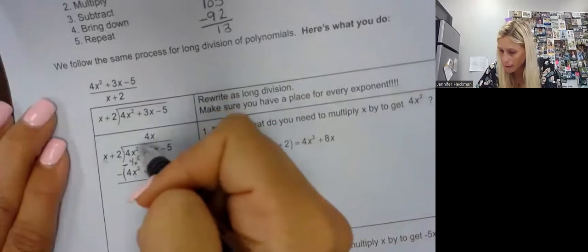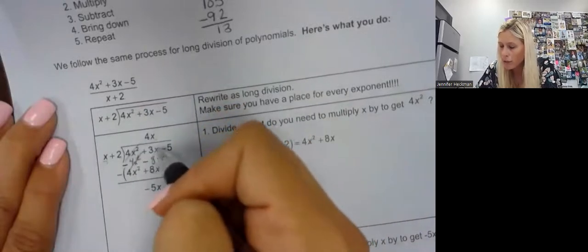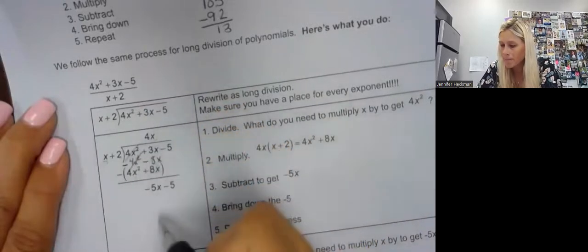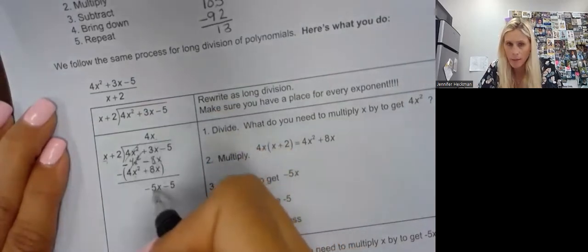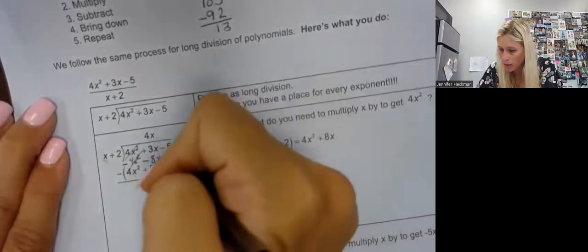That was the point. These two cancel. And then 3x minus 8x is negative 5x. 3 minus 8 is negative 5. And then we bring down this minus 5.